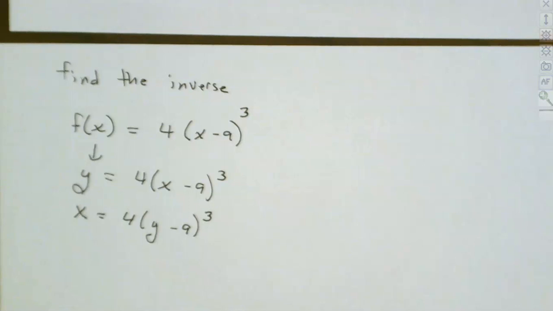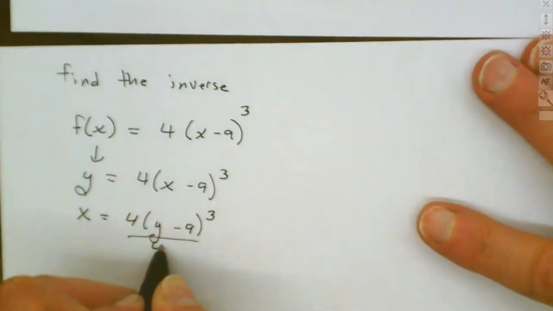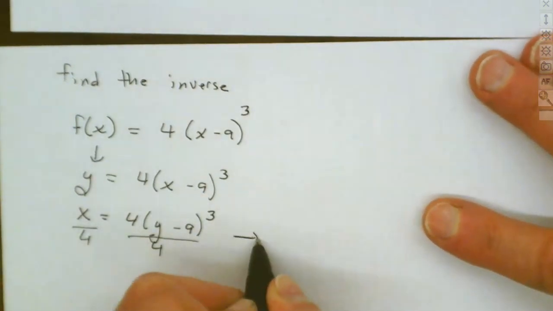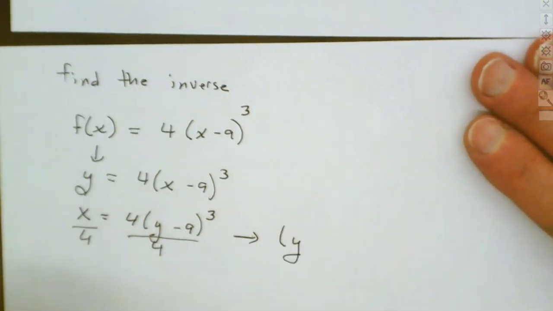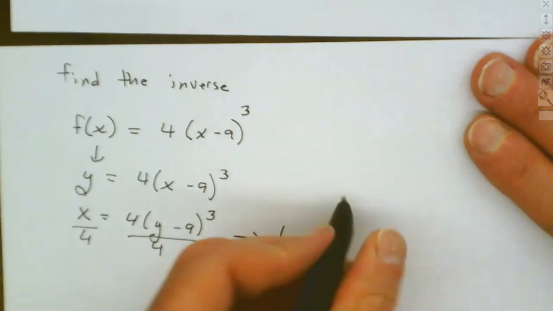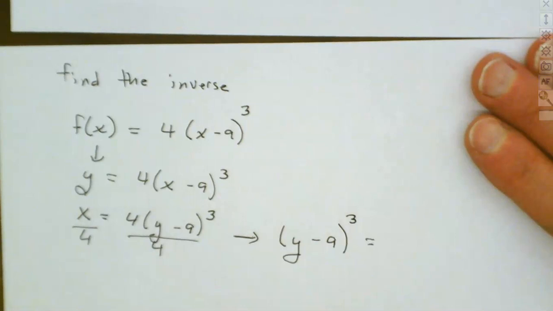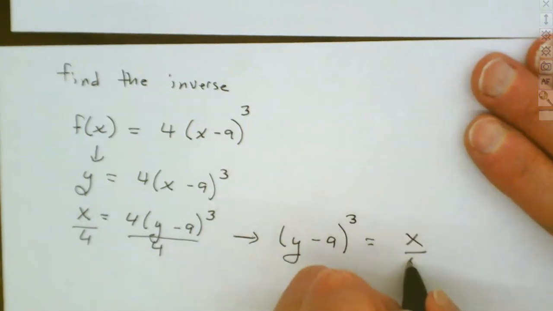We covered these way back in chapter 1. What is the opposite of a cube? The opposite of a cube is a cube root. So that's what we're going to be using. Okay? So I need to get the y by itself. First thing I'm going to do is divide by that 4. That'll make it easier. Then we can use our cube root. So divide by our 4. That leaves you now with y minus 9 quantity cubed equals x over 4.